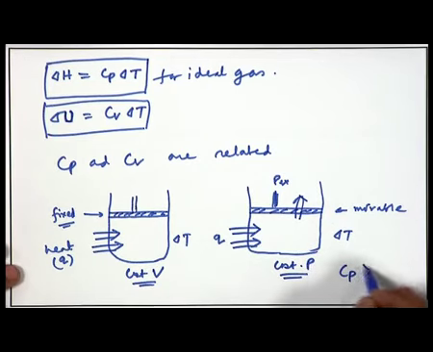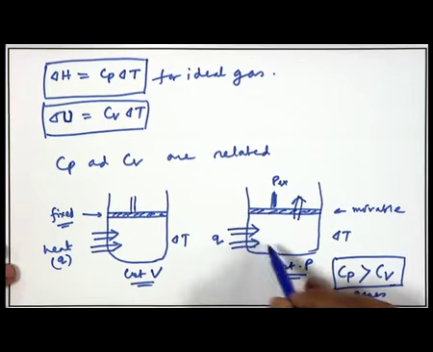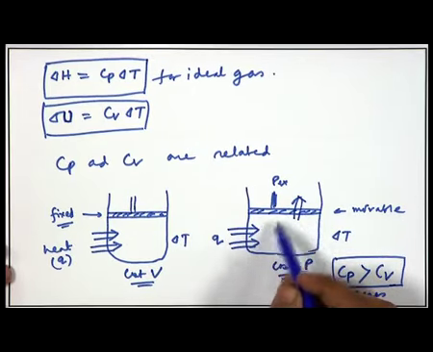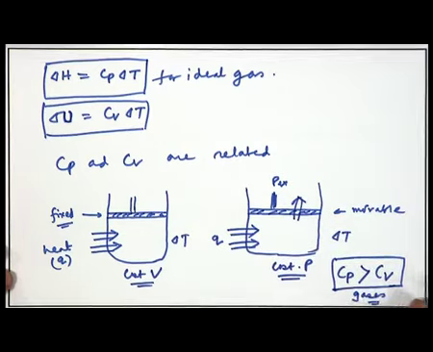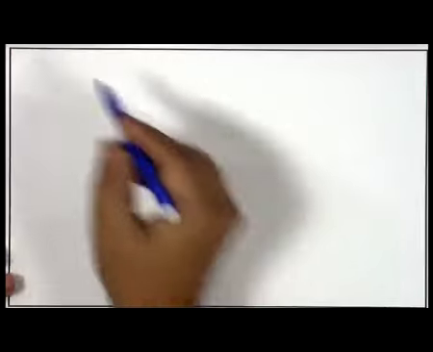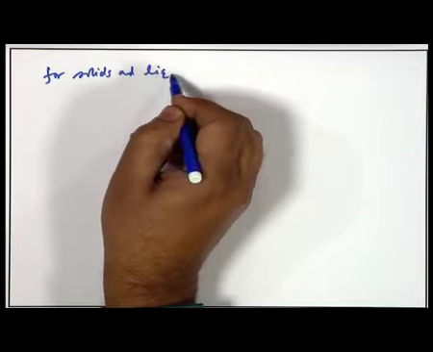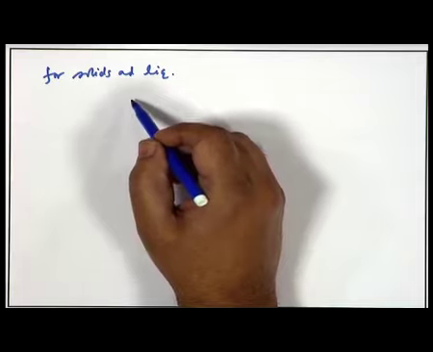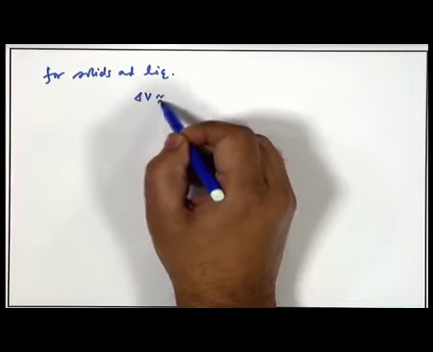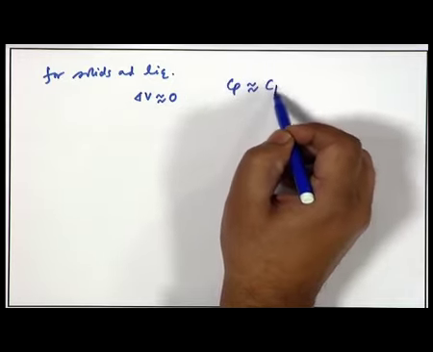So, Cp is greater than Cv, and this is true mainly for gaseous substances, because in the case of gas the volume change is significant. As we have talked about earlier, for solids and liquids the volume change del V is generally negligibly small. So, Cp is nearly the same as Cv.